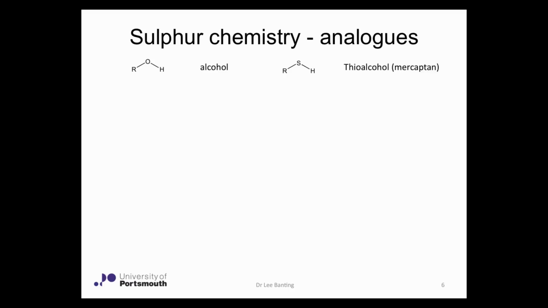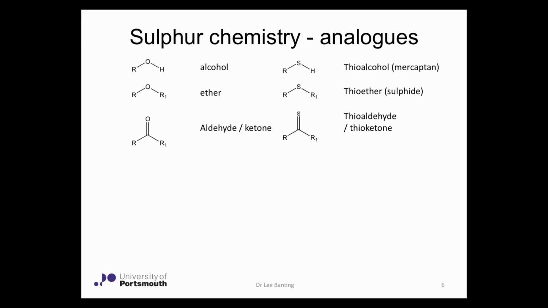So alcohols and thioalcohols, sometimes called mercaptans, which is a slightly old nomenclature but still is out there in the literature. Ether and thioether, which is also referred to as a sulfide. Thioether is a slightly better name because sulfide can get confused with metal sulfides, but it's an older nomenclature. Aldehydes and ketones, thioaldehydes and thioketones as previously mentioned.